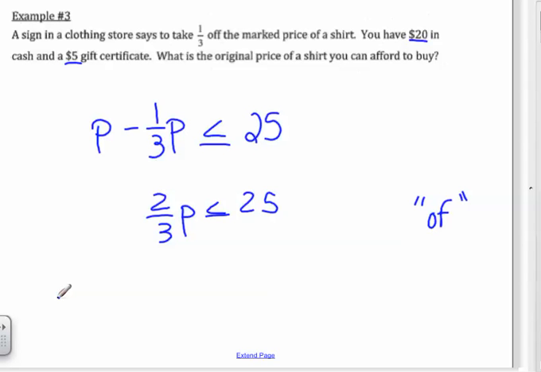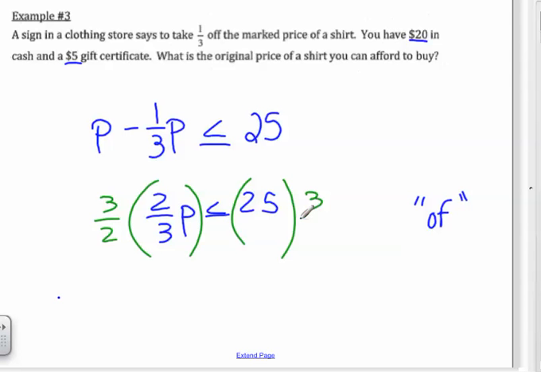Alex? I don't divide, I don't subtract. How do I always get rid of a fraction that's in front of the variable? Teddy? I multiply it by what? By the reciprocal, 3/2. That's what we did all last night.